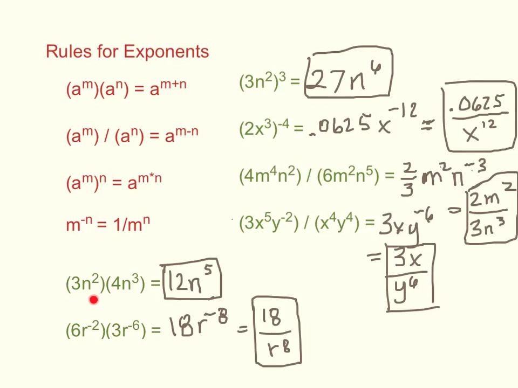Here I have 3n squared times 4n cubed. 3 times the 4 gives me that 12. N squared times n to the third, I add the exponents. 2 plus 3 gives me n to the fifth.